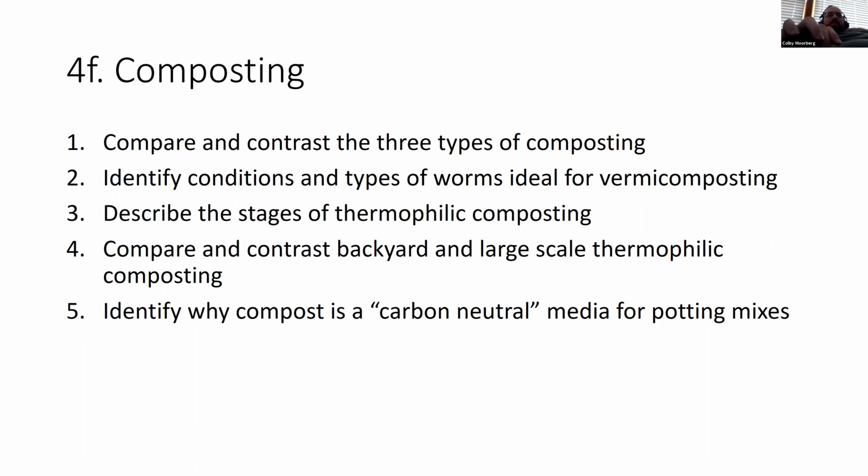Hello class, this is lecture 4F and we're going to discuss composting today. We are going to compare and contrast some different types of composting, and we'll identify conditions and types of worms that are ideal for vermicomposting. We'll describe stages of thermophilic composting, compare and contrast backyard and large scale thermophilic composting operations, and we'll identify why compost is a carbon neutral media for potting mixes.